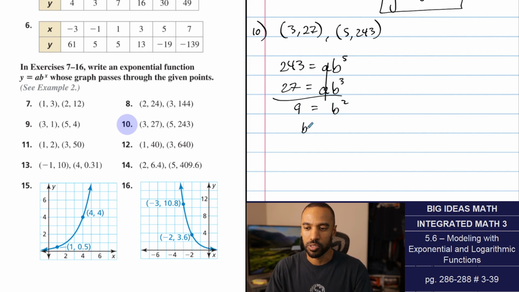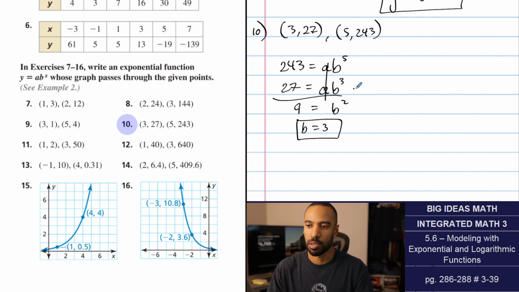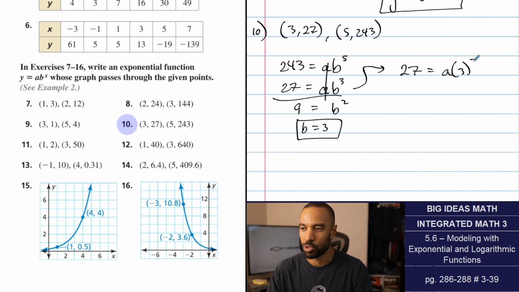Take the square root of both sides. You get b equals 3. Again, no plus or minus. Now we substitute in one of these equations. Here's the problem with elimination. A never got by itself yet, so I got to now do it here. So 27 equals a times 3 cubed, which is 27 equals 27a, which means a is 1.